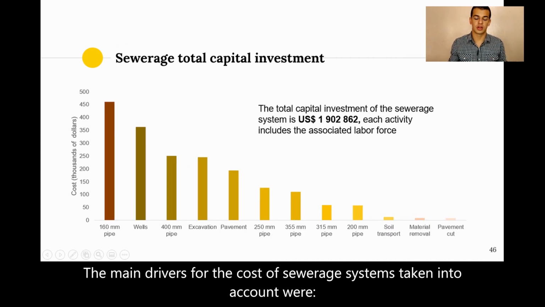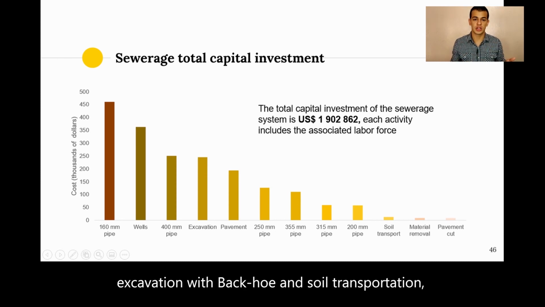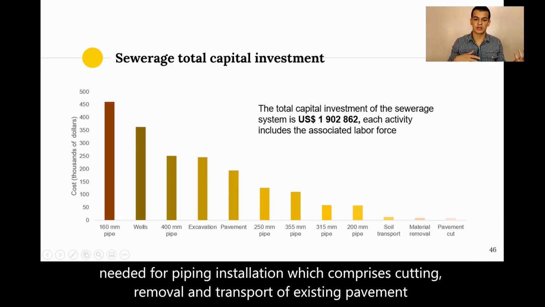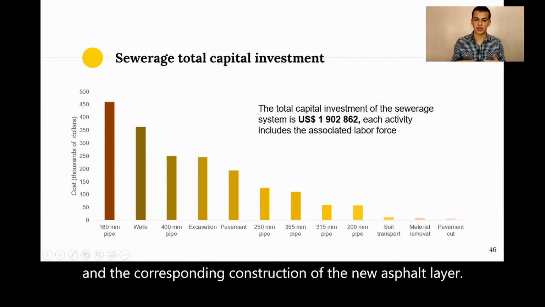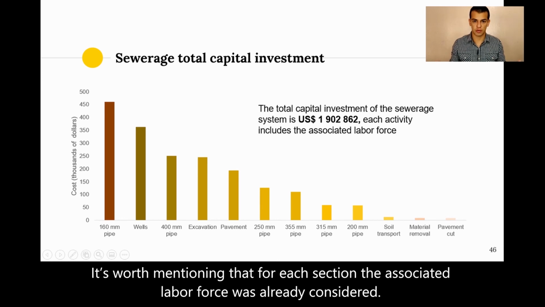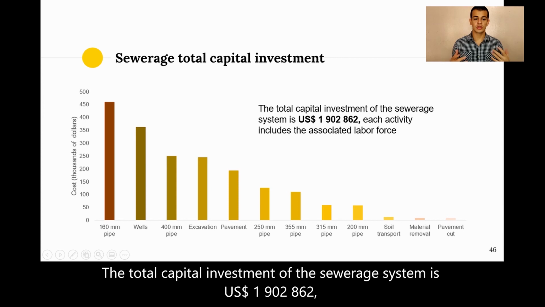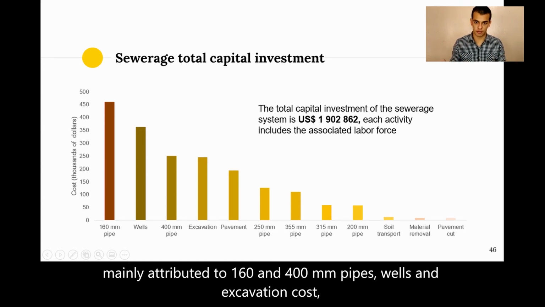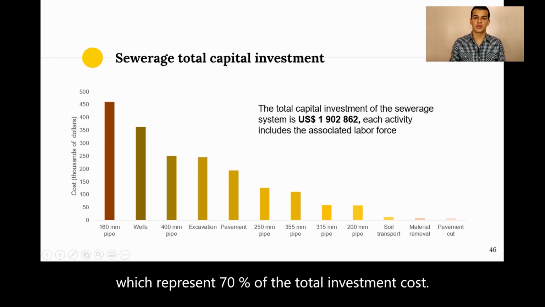The main drivers for the cost of the sewerage system taken into account were excavation with backhoe and soil transportation needed for piping installation, which comprises cutting, removal, and transport of existing pavement, and the corresponding construction of the new asphalt layer. It's worth mentioning that for each section, the associated labor force was already considered. The total capital investment of the sewerage system is $1,902,862, mainly attributed to 160 and 400 mm pipes, wells, and excavation cost, which represents 70% of the total investment cost.